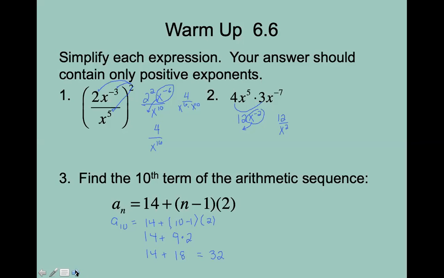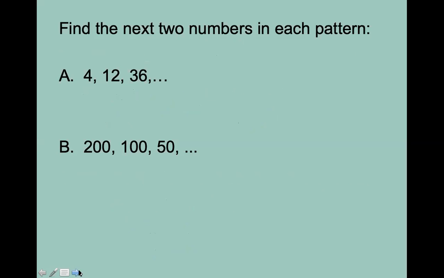All right, let's look at our next slide. All right, it says find the next 2 numbers in each pattern. So let's see what's going on here. Grab my pen. Let's see, to go from 4 to 12, looks like I'm adding 8, but I'm not adding 8 here. So let's see if maybe I could be multiplying by something. Let's see. If I multiply by 3, 4 times 3 is 12. If I multiply 12 times 3, I get 36. Aha. So 36 times 3, I think that's 108.